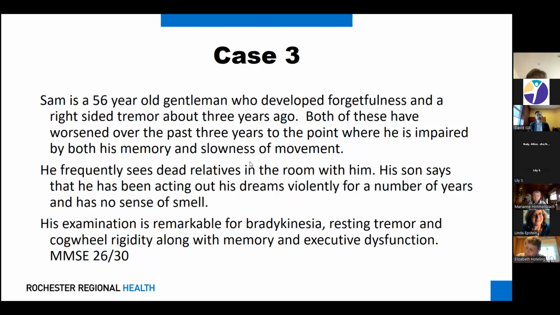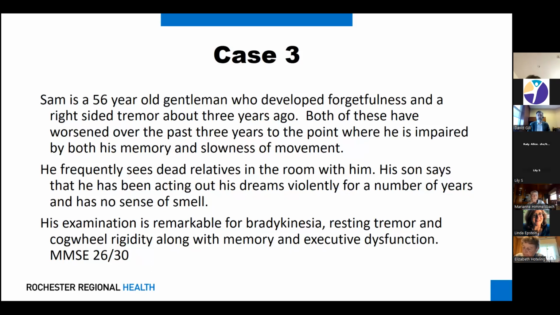Okay, so these last two cases are something different. So Sam is 56, and he came to see me for two reasons: forgetfulness, but also a tremor. The tremor is in his right arm. Both of these have worsened over the past several years. And so now, in addition to forgetfulness that impacts his overall function, he also has a tremor and slowness of movement on the right side.